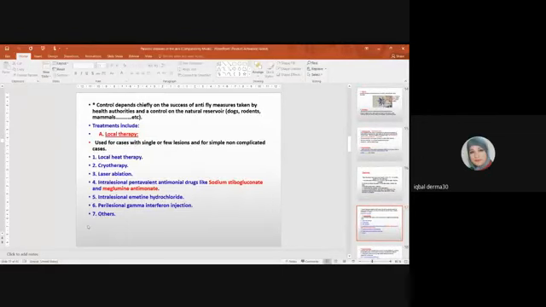When we take either intralesional or systemic therapy, what are the indications for local therapy?